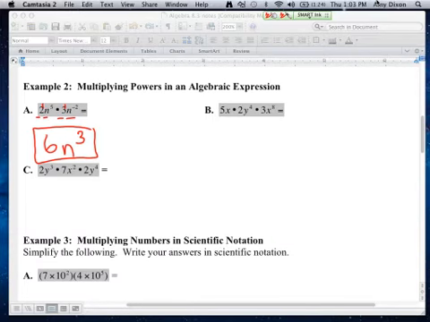We can take 5 times 2 times 3 because they all have an exponent of 1 because there's nothing there. So we can multiply them. 5 times 2 times 3 gives you what? 30.